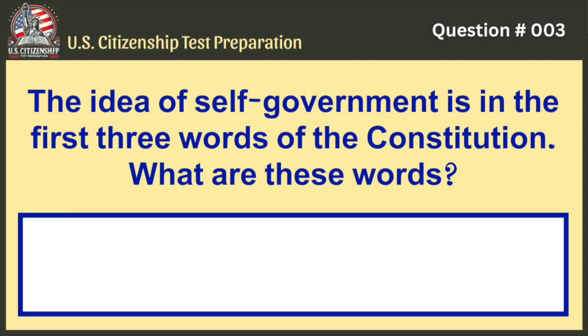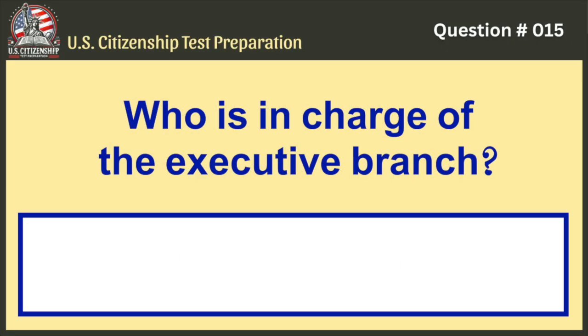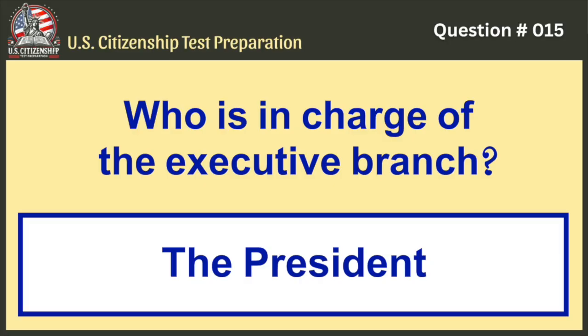The idea of self-government is in the first 3 words of the Constitution. What are these words? We the people. Who is in charge of the executive branch? The President.